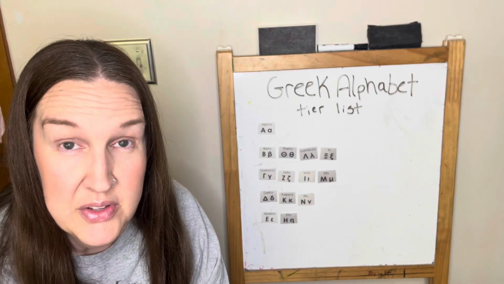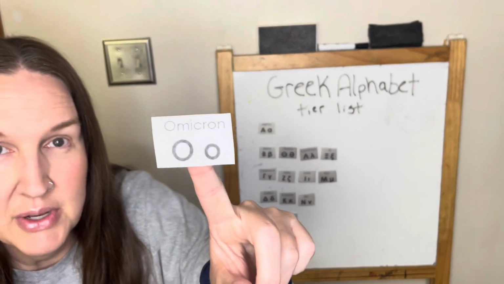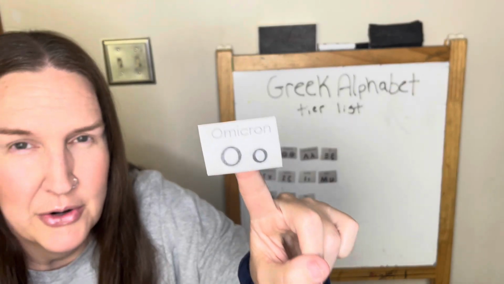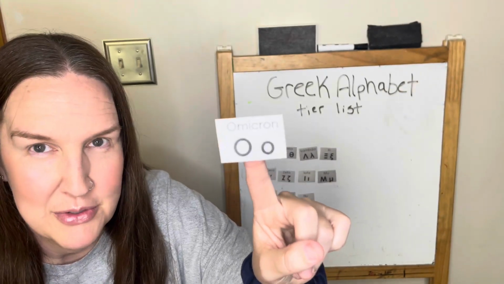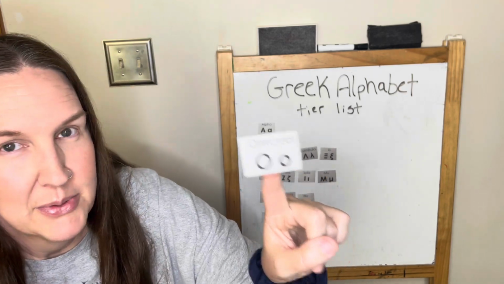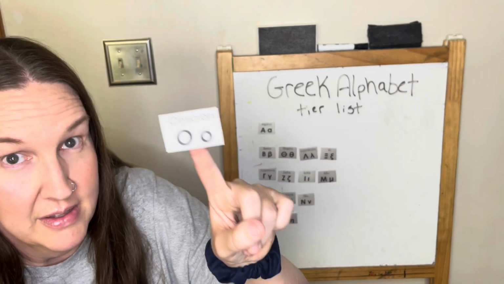All right, now this one is one of my favorites. So I think we know where it's gonna go. This is omicron. It's an O. I don't know why I like that word so much, but I really just like the word omicron. So we're gonna put this in the alpha, in the A tier.